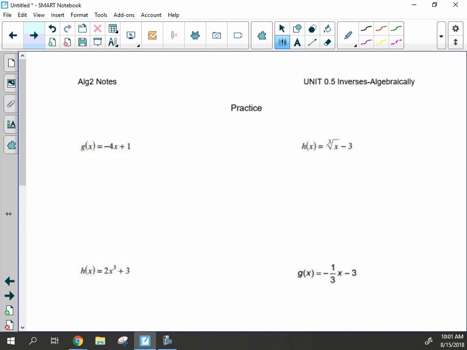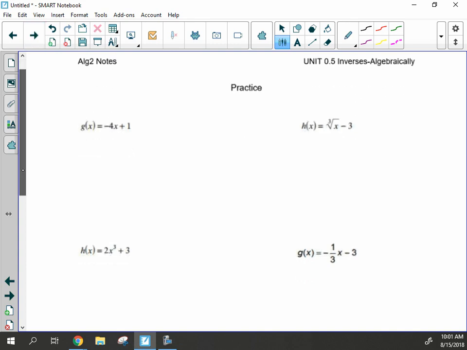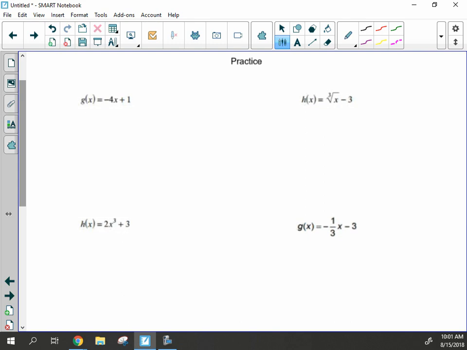So starting with the first one in the top left corner. Step 1, change this g of x stuff into a y. Step 2, switch the x and the y. So the only thing I'm going to touch is this and this. Everything else is going to stay exactly the same. -4 is here, +1 is here.